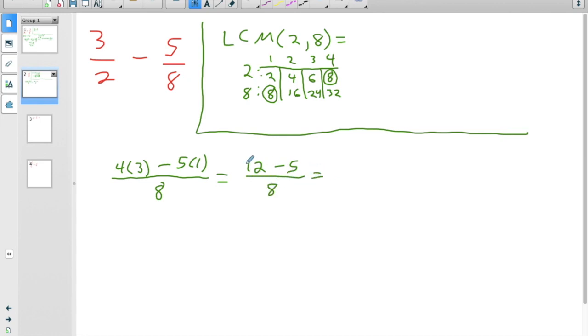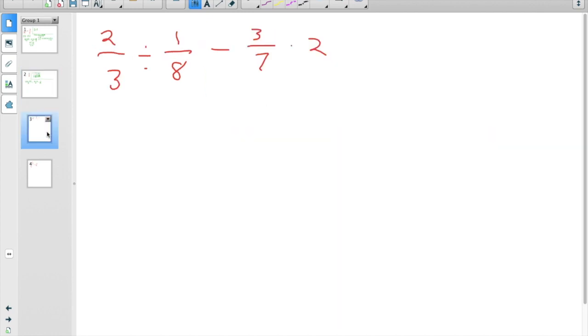And 12 minus 5 is 7. So I have 7 eighths. This does not reduce at all. So this is my final answer, 7 eighths. Okay.